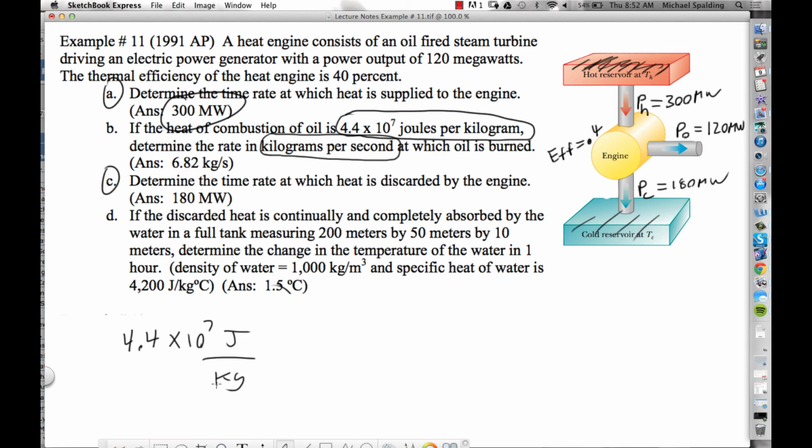Can you guys visualize that? It's like, look, here's a little box, right? This little box right here represents 1 kilogram of oil.